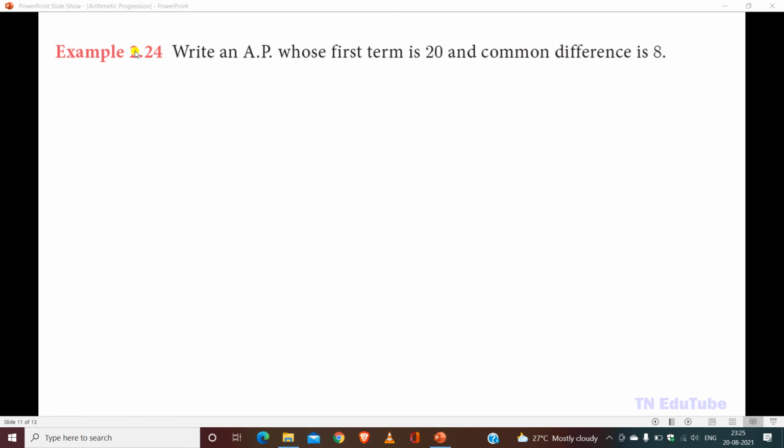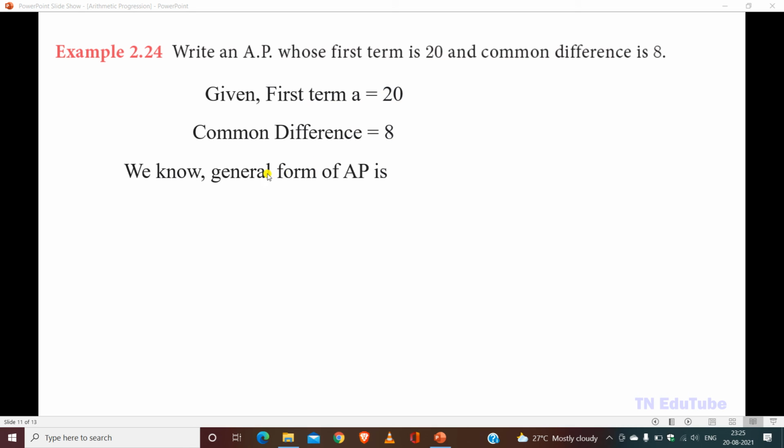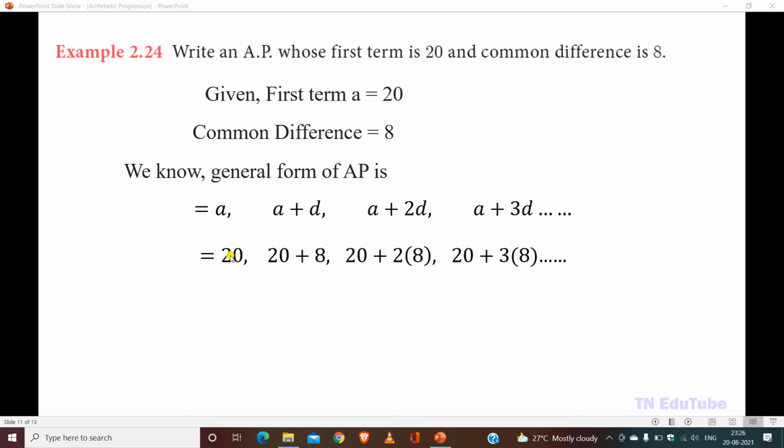Then the next example 2.24. Write an AP whose first term is 20 and a common difference is 8. Here the first term is given 20, common difference is 8. We have to write the AP. First term 20, common difference D is equal to 8. We know the general form of AP, A plus D, A plus 2D, A plus 3D, etc. Substitute the values. First A, 20, A plus D, that is 20 plus 8. A plus 2D means 20 plus 2 into 8, A plus 3D means 20 plus 3 into 8, etc.